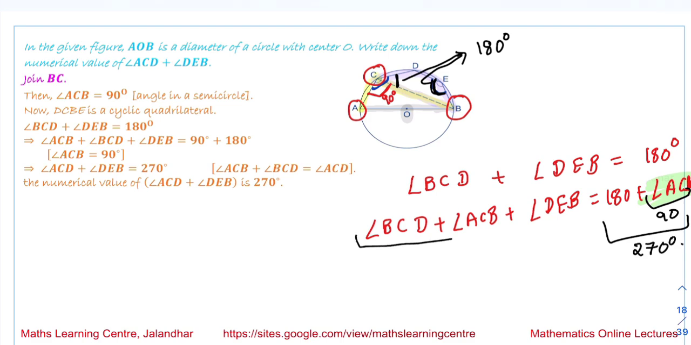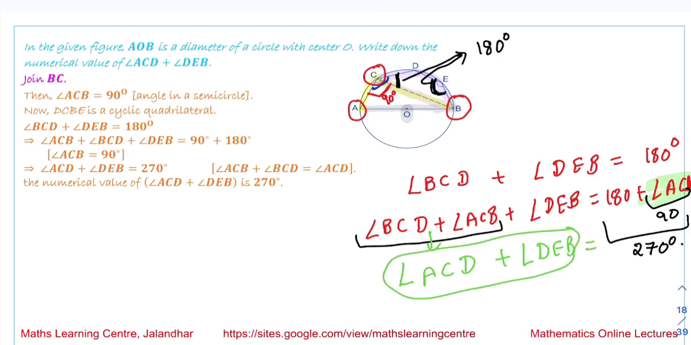And what is this angle? It is BCD plus this angle ACB. So the value of this whole angle will be equal to angle ACD plus angle DEB, and the sum of both these values will be 270 degrees.